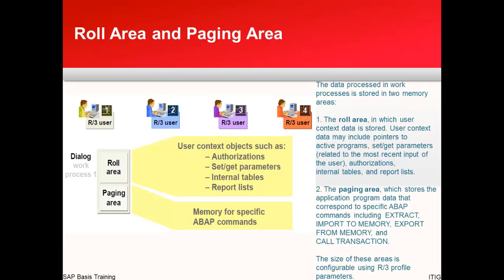Okay, now the role area and the paging area. The role area basically holds the user context objects such as authorization, SET or GET parameters, internal tables, report lists, and the paging area is especially memory for specific ABAP commands. The paging area stores the application program data that corresponds to specific ABAP programs, including extract, import to memory, export from memory, and call transaction. The size of these areas is configurable using R3 profile parameters.